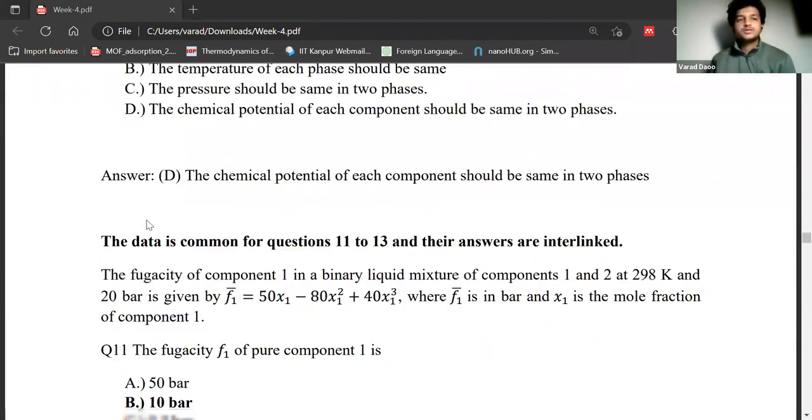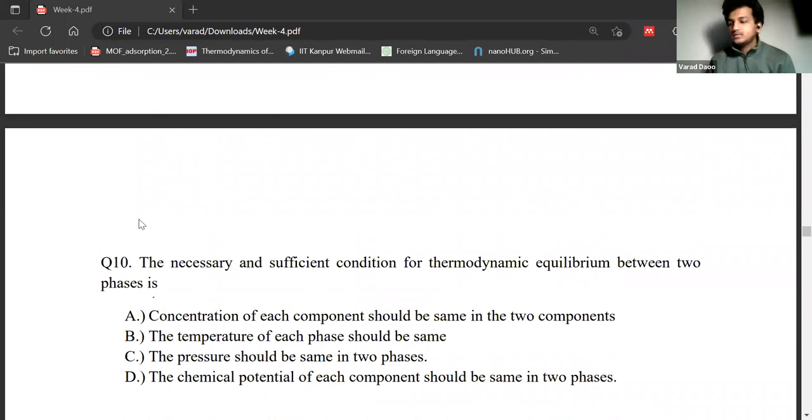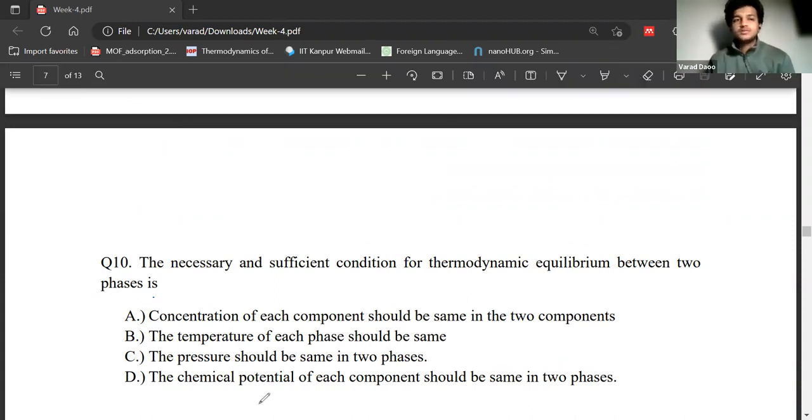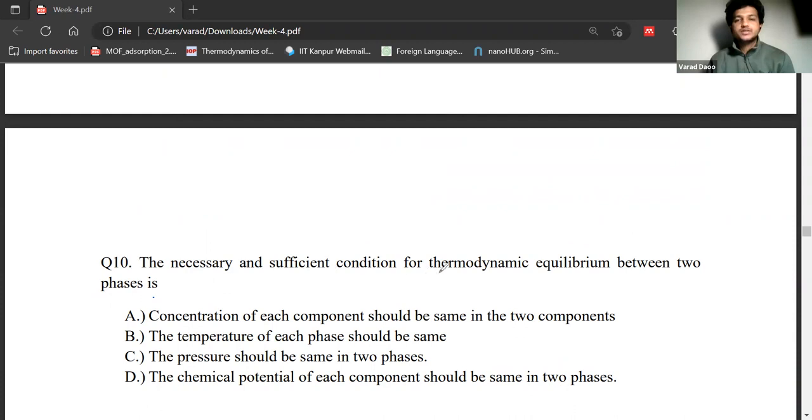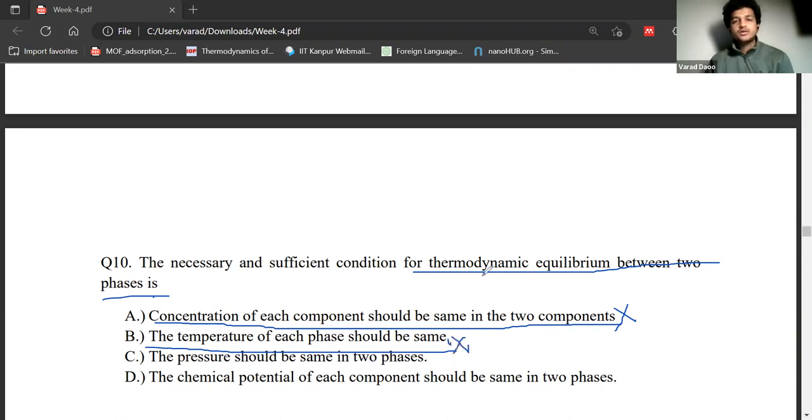So the next question is this. It is a theoretical question. We are given the necessary and sufficient condition for thermodynamic equilibrium between two phases. Just now I said the concentration of each component should be the same in the two phases. I don't think the temperature of each phase should be the same. This is the criterion for thermal equilibrium, not okay.